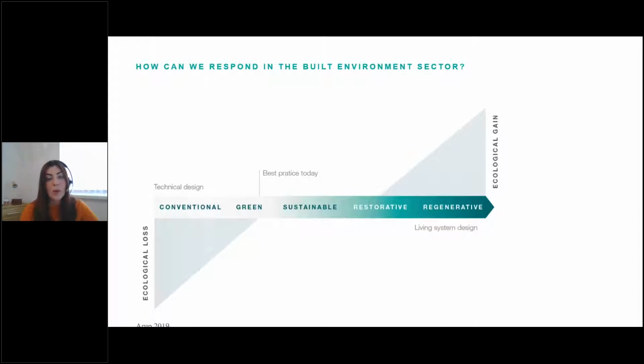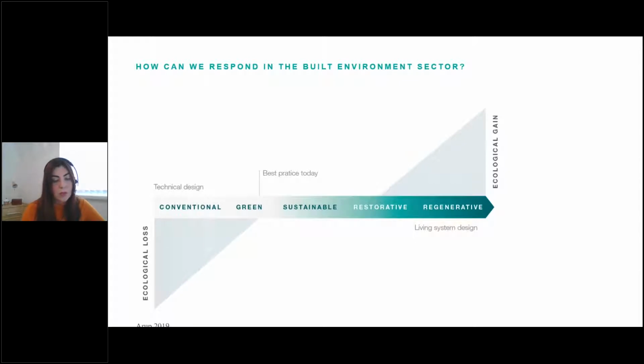We need to go beyond the lean, clean, green design to regenerative design that values natural capital. We need to produce adaptive and regenerative designs, ones that make a sustainable use of natural resources. So the diagram on screen shows us that we need to go beyond our conventional design if we want to prevent ecological loss. Even best practice of today, the green design, is not enough.